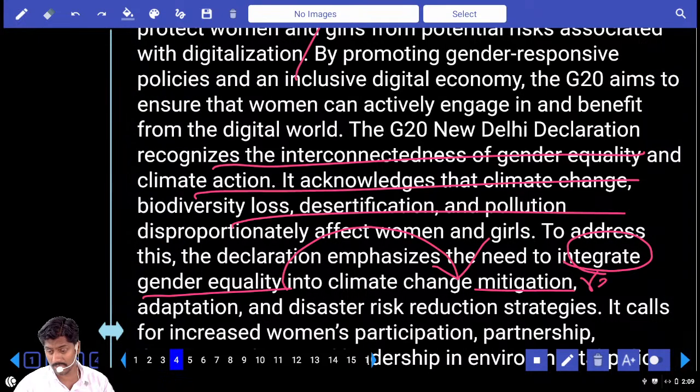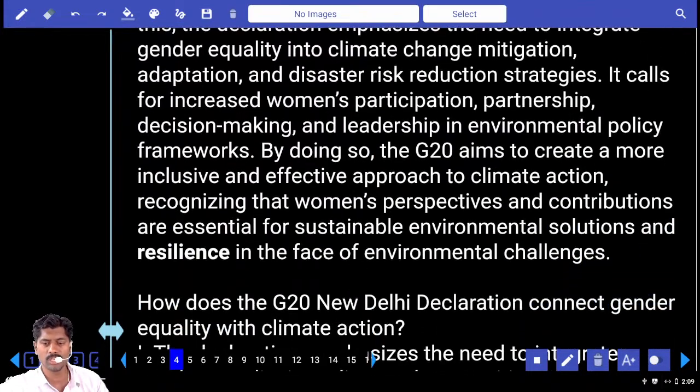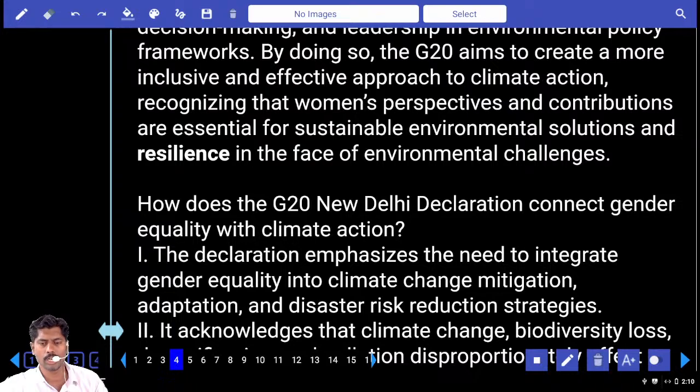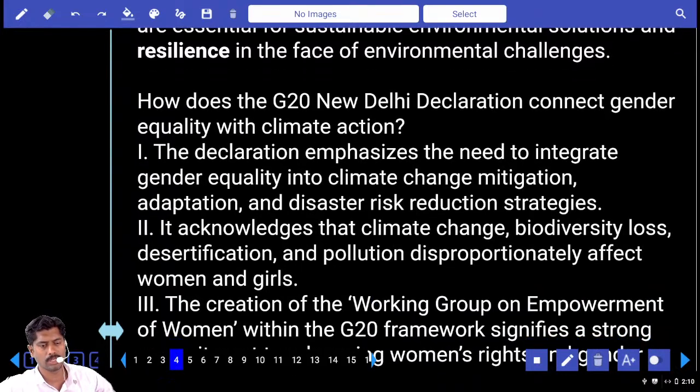Climate change mitigation means reduction, adaptation, disaster risk reduction strategies. It calls for increased women's participation, partnership, decision making, leadership in environmental policy frameworks. So what it calls for is that women should participate, women should be in decision making, and in leadership in environmental policy frameworks. By doing so, the G20 aims to create a more inclusive, effective approach to climate action, recognizing that women's perspectives and contributions are essential for sustainable environmental solutions and resilience in the face of environmental challenges.